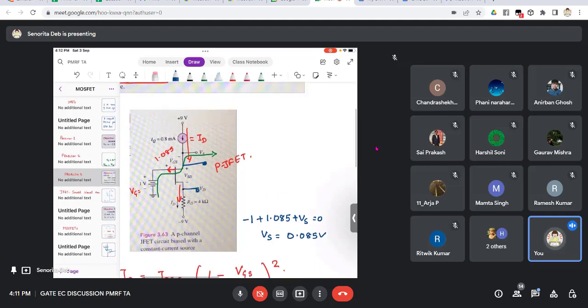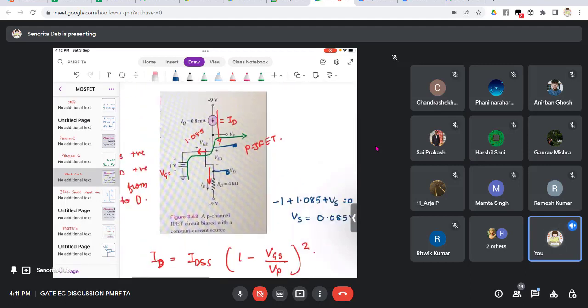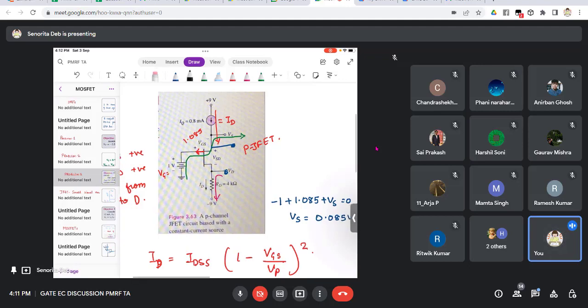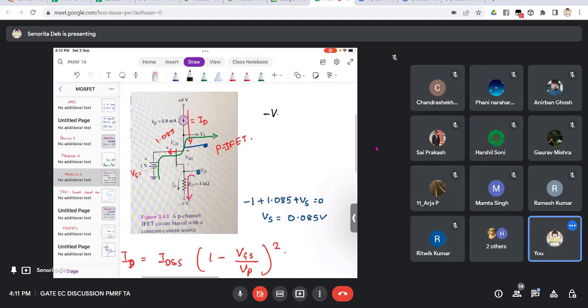How? I will put a KVL to this loop, right? Because I know ID, that value is fixed, that is 0.8. So what I will do? Minus Vd plus IDRD, minus 9 is 0. Okay, so RD is 4 kilo ohm. The current is in milliampere, so you need not change any of the units.